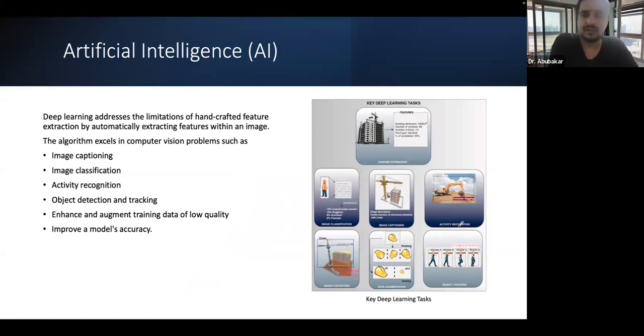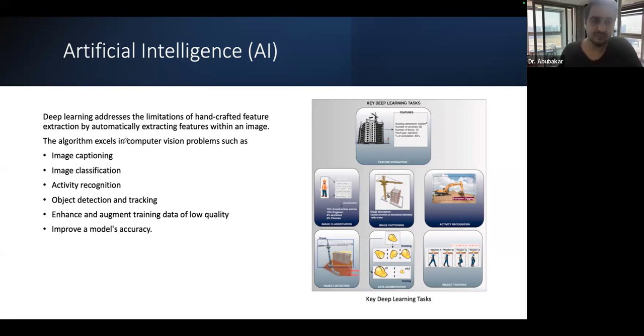Considering our construction industry, right? Why do we need artificial intelligence, right? Because in the construction industry, the productivity is still a big issue. It's one of the industries which has very low productivity, right?